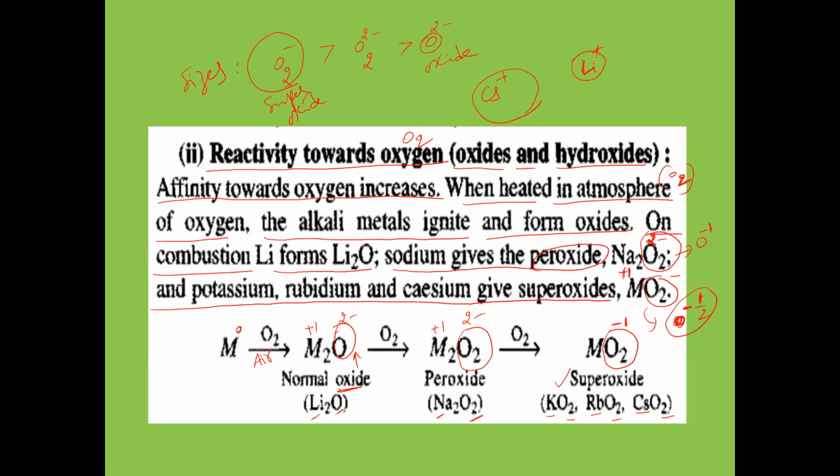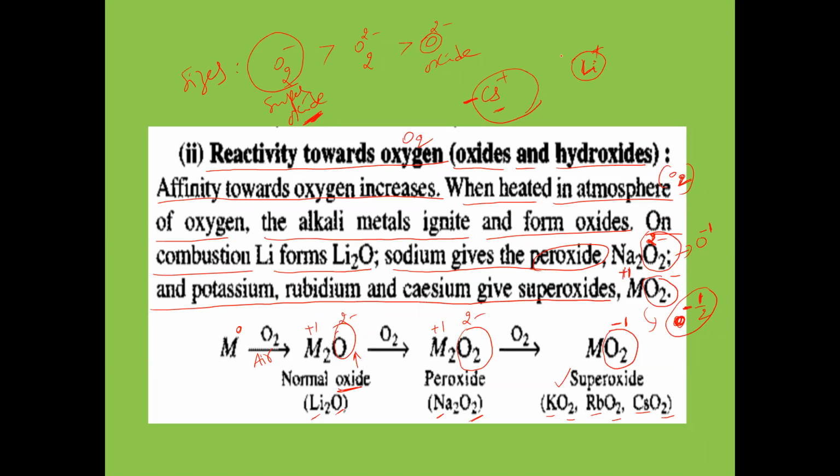and lithium plus will be smaller sized. Now, the large cation can stabilize large anion. The large anion is what? Superoxide. And what is large cation? Cesium plus. So the large cation can stabilize large anion. So cesium will be forming only cesium superoxide easily.